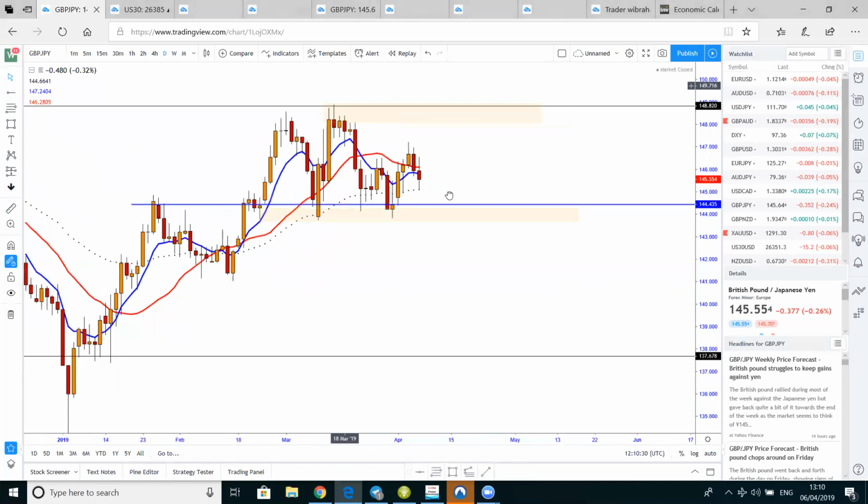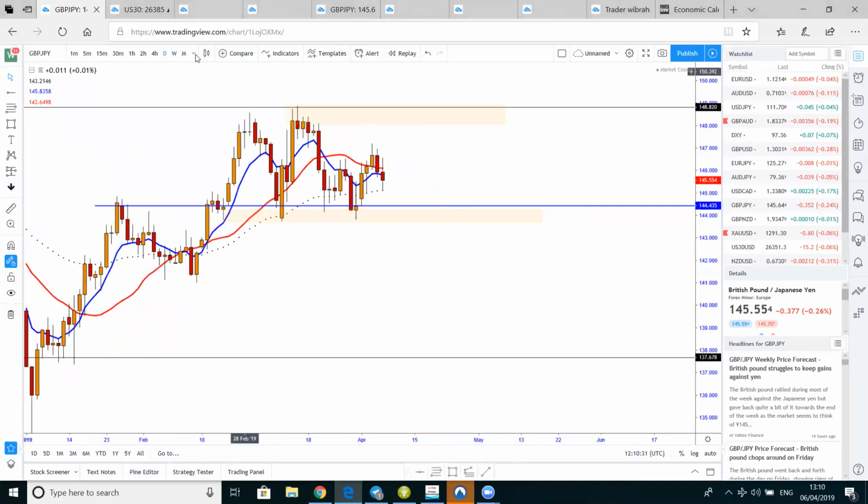Now again, what if the price stays in range? This is an area of interest for me. Anytime price goes in this area and I see rejection, I will seek selling trades there. That is my target, which is nearly more than 200 pips, 250 pips.